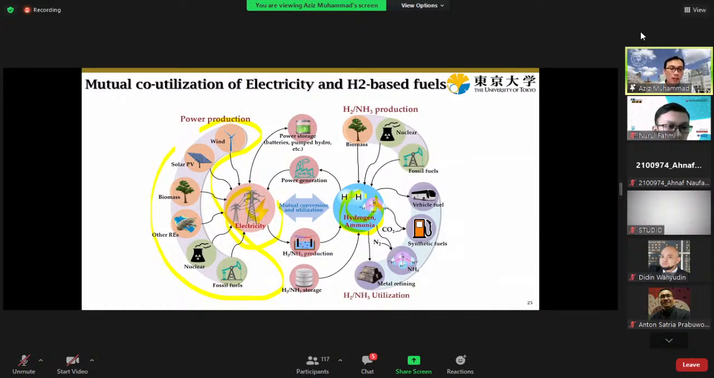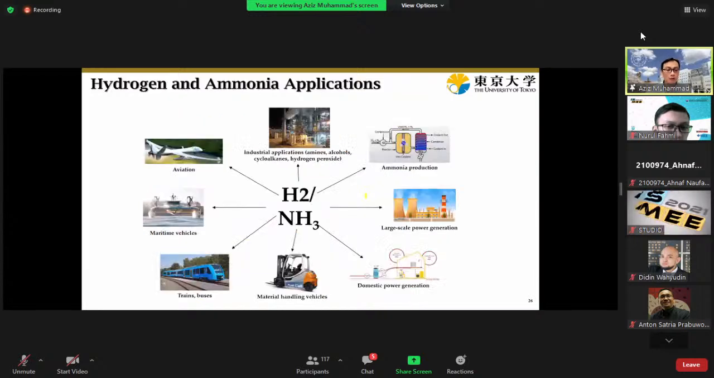That's very important for all of us in the future. And this is the hydrogen and ammonia applications. Because hydrogen has a very high gravimetric energy density, the applications which need high gravimetric energy density are quite well suited to hydrogen itself, including aviation, maritime, trains, and buses.